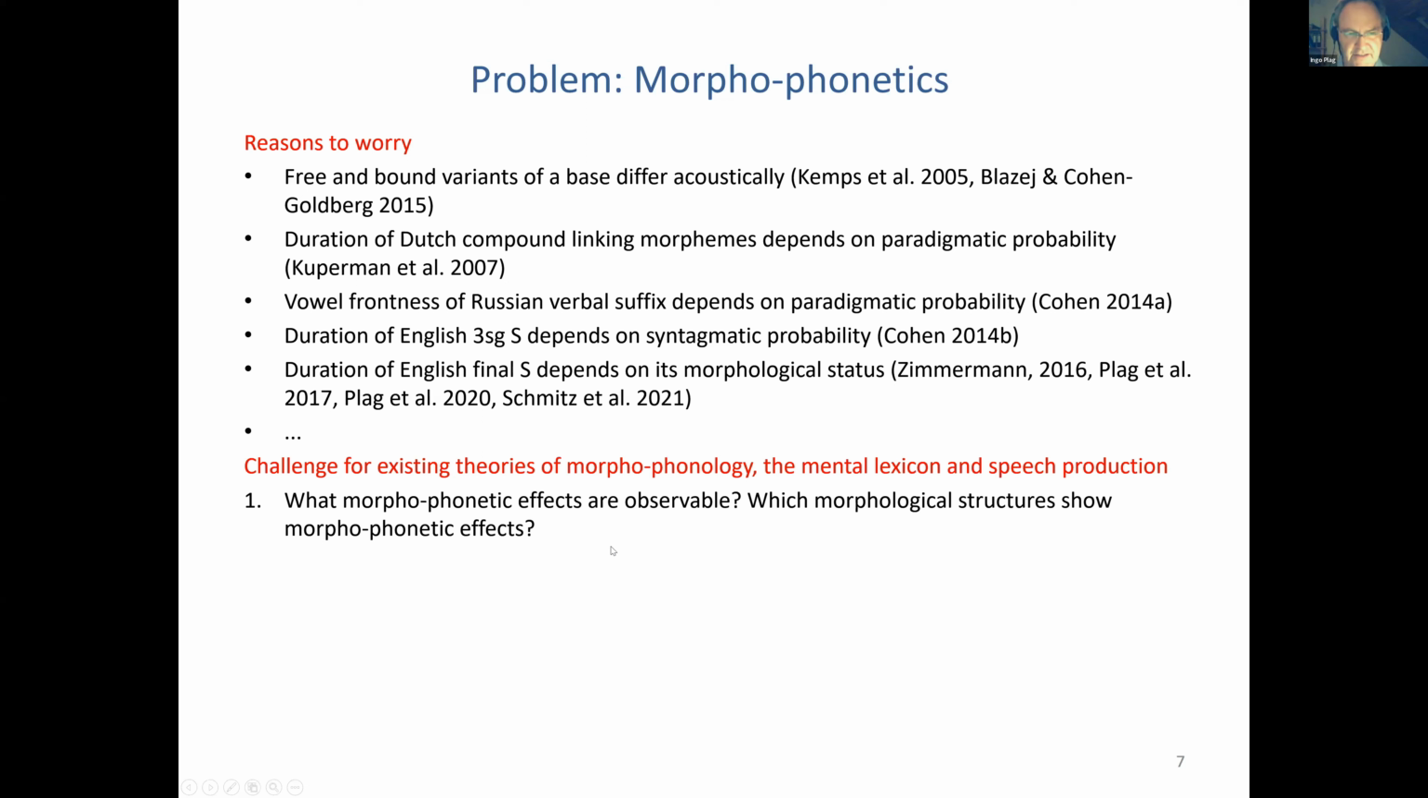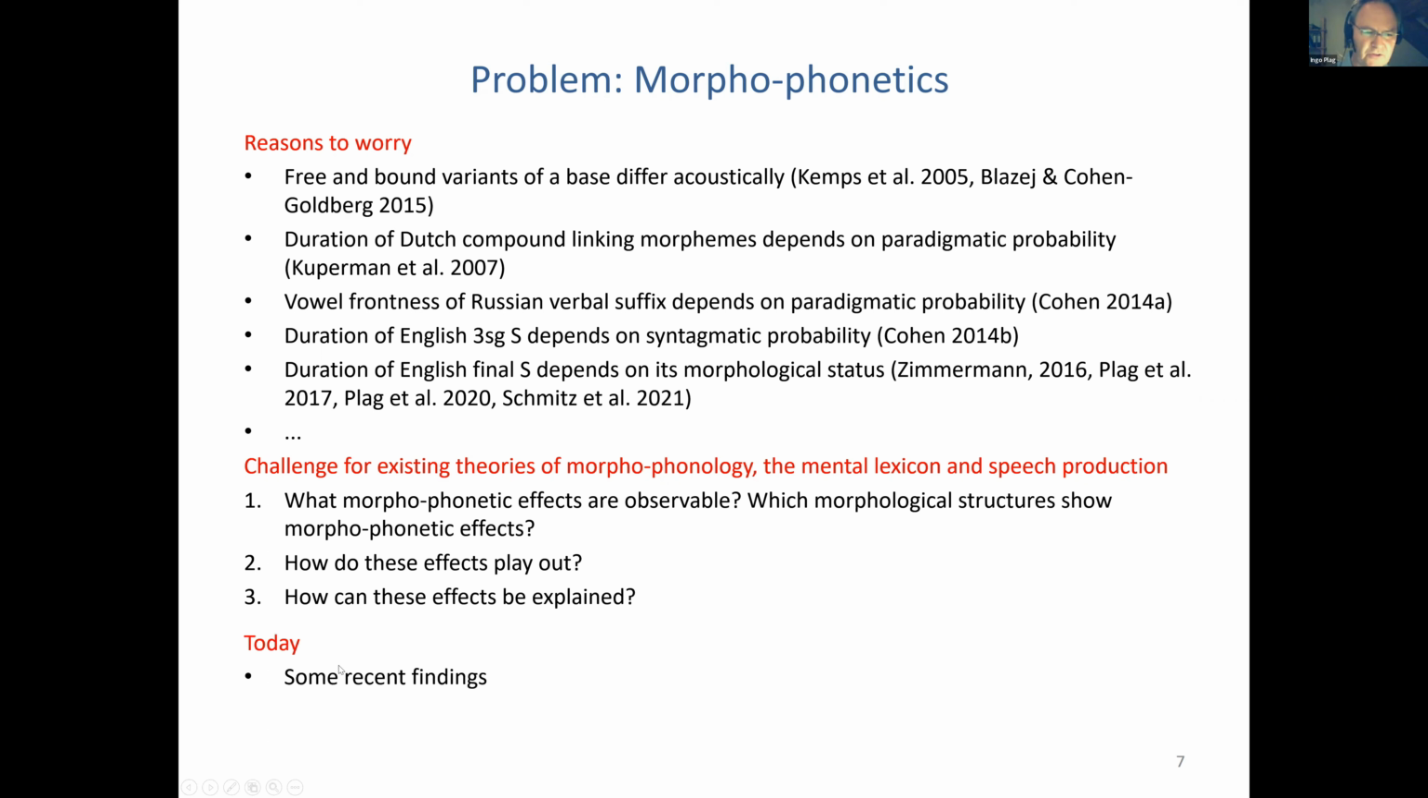The first type of question is, what morphophonetic effects are observable? Which morphological structures show such effects and which ones don't? How do these effects play out? So for instance, you've seen here that vowel frontness, so that's the formant structures, but also duration seems to be another way of how these effects play out, but which effect would play out in which way. And of course, the perhaps most interesting question, how can we explain these effects? What model of speech production can derive this instead of being surprised by it?